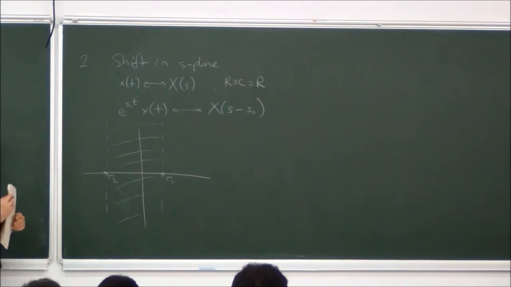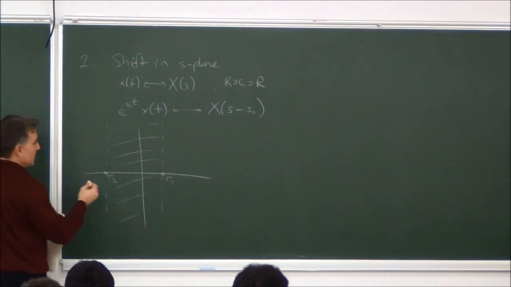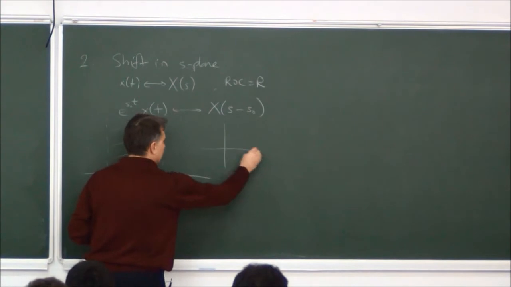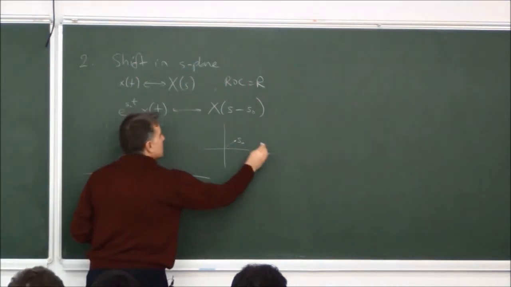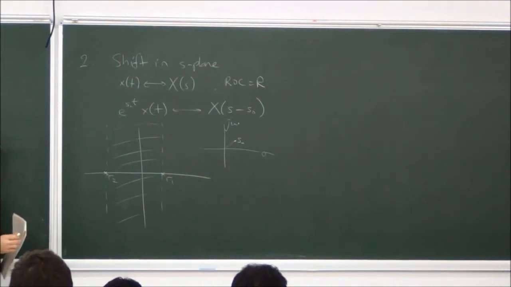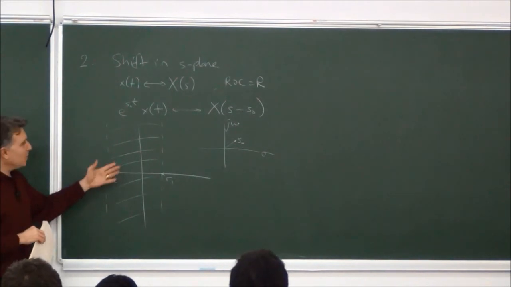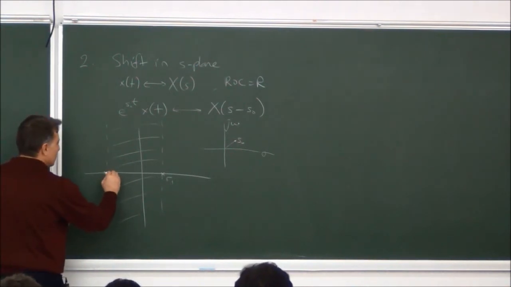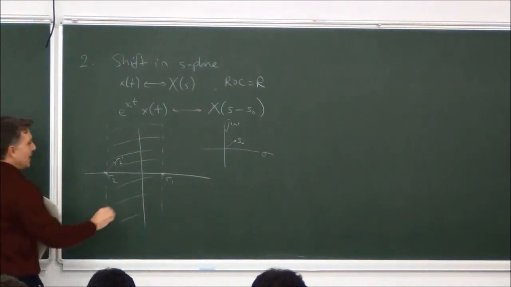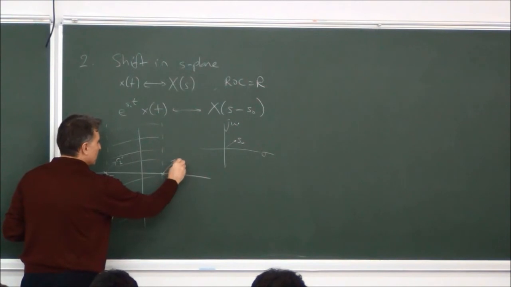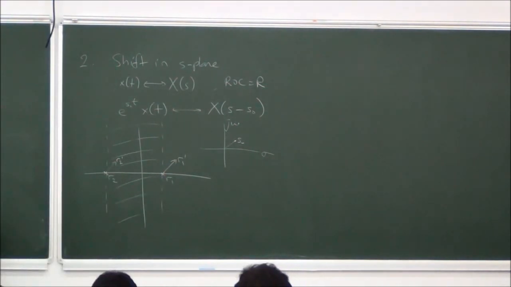Right. It will move depending on S0, the magnitude of S0. Let's assume that S0 is this. This is sigma, this is j omega. So the new pole will be where? It will be at R2 plus S0. So R2 will move to R2 prime here, and R1 will also move to R1 prime here, if S0 is like that. Do you agree with this?